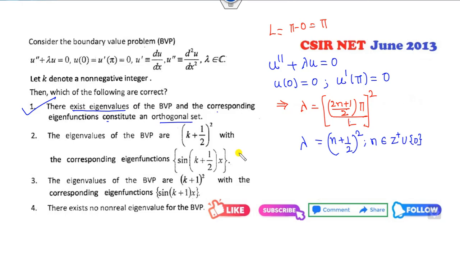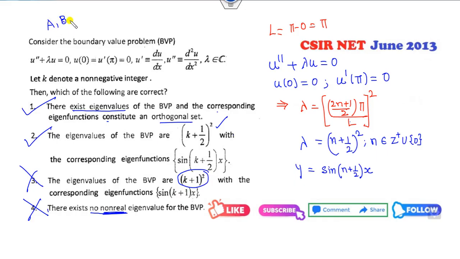Fine. Look at this another one. If the eigenvalues are (k plus half) whole square, that's (n plus half) whole square, with the corresponding eigenfunctions sine of root lambda x, that is sine of (n plus half) x, and you can see this is also the correct option. The eigenvalues are (k plus 1) whole square, but we need (k plus half) whole square, so that is wrong. There exists no real eigenvalue, but all these values are real. The right answers are A and B.